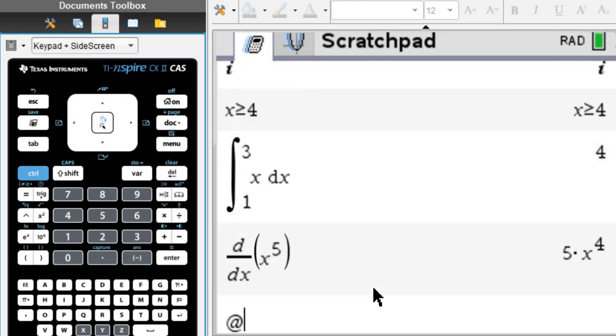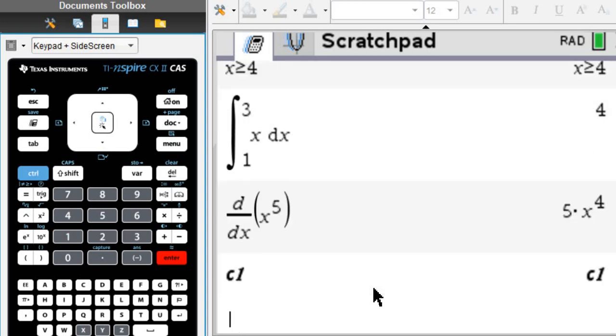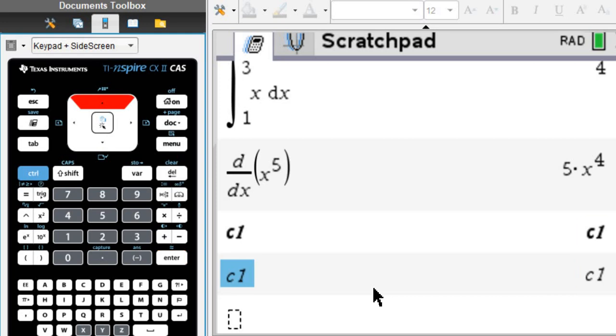Constants, like that. Different from C1, okay? You see it's bold here, so that's a constant now.